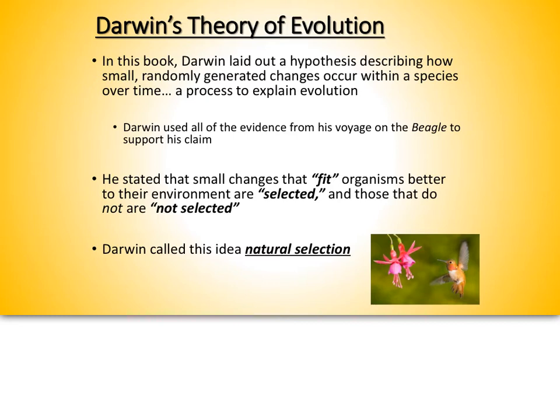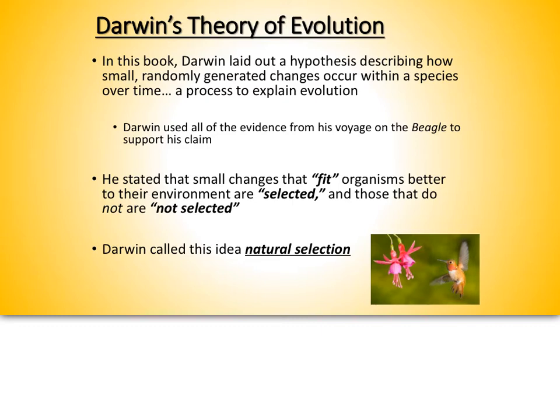We'll define that better here in a minute. But Darwin said if a small change you have fits an organism better to its environment, then that organism will be selected for. And if the changes in the organism don't fit it very well to its environment, then it will be selected against. And because this relied upon the environment, not anyone else, having control over the process, he called it natural selection.